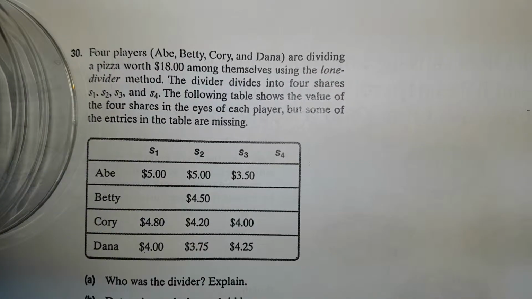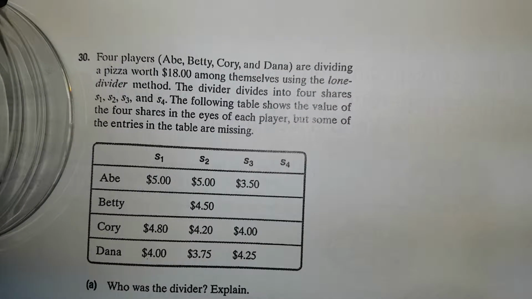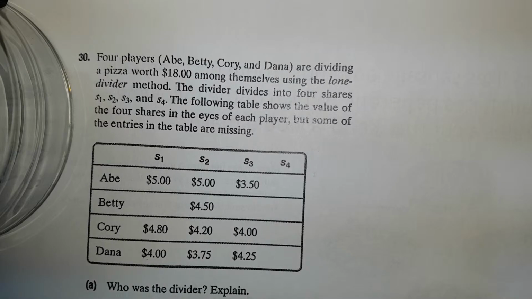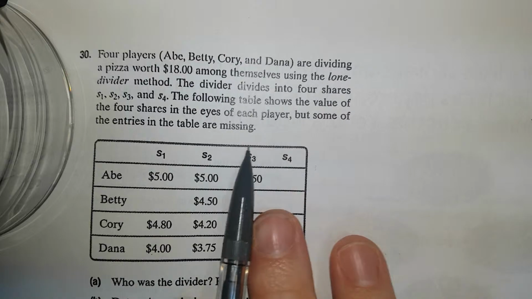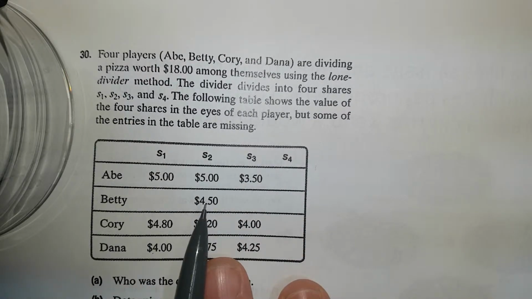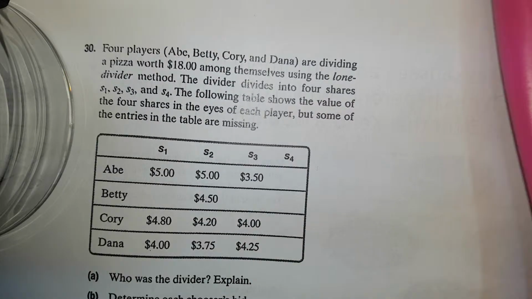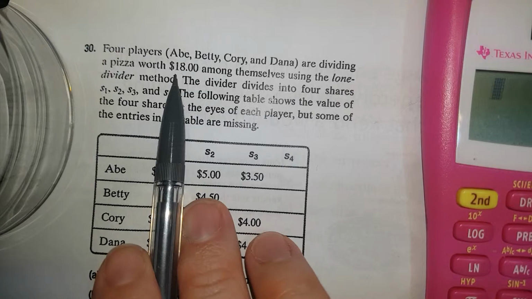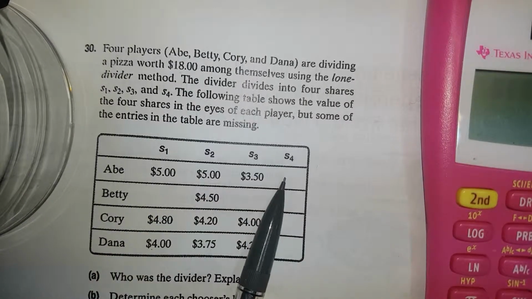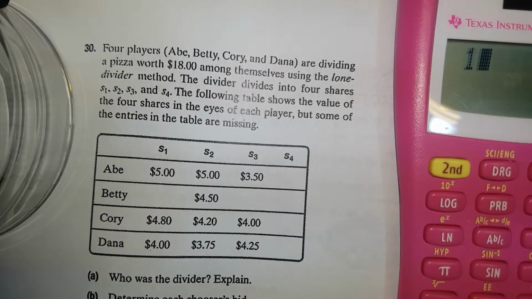4 players are dividing a pizza worth $18 among themselves using the lone divider method. The divider divides into 4 shares. The following table shows the value of the 4 shares in the eyes of each of the players, but some entries are missing. So in this question, they actually tell you that the total should be 18. So you can fill in the missing values by simply subtracting from 18.